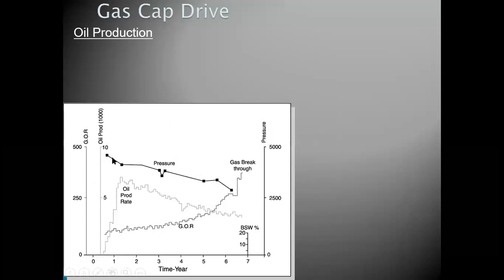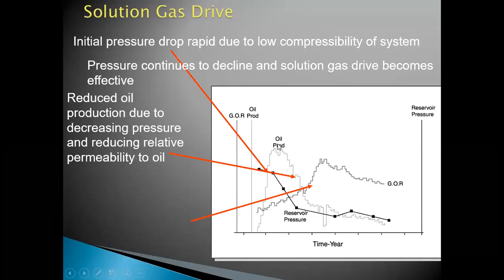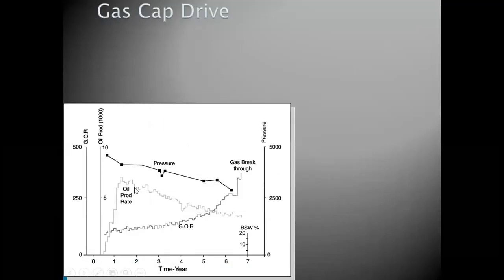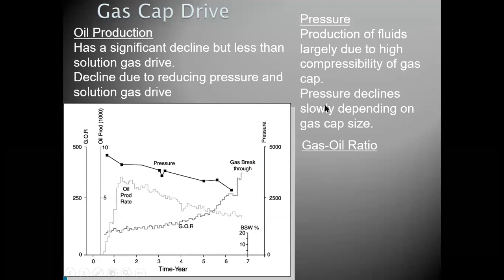You see that here is the pressure. Pressure is declining, but not too much. Oil production is also declining, but not as much as before. If you compare this oil production with this one, here you see there was a rapid decline. But in this case, there is a decline, but not too much. And gas oil ratio, of course, is increasing as the gas is coming out. Gas is coming with the oil, so gas oil ratio is also increasing. Pressure is declining. In this case, recovery is better than the previous one.